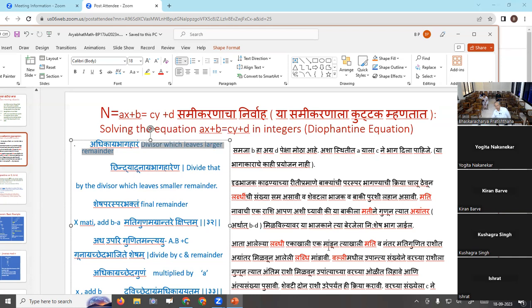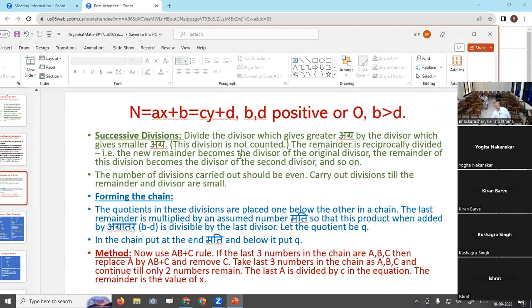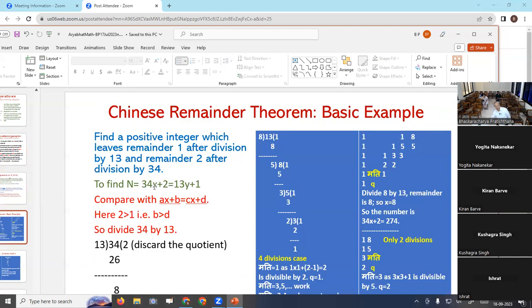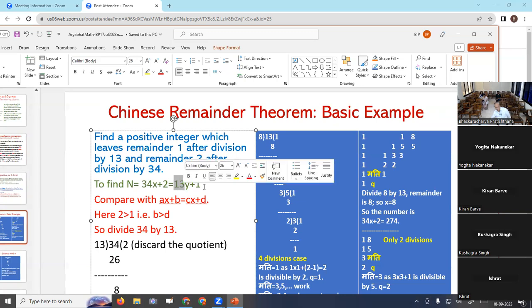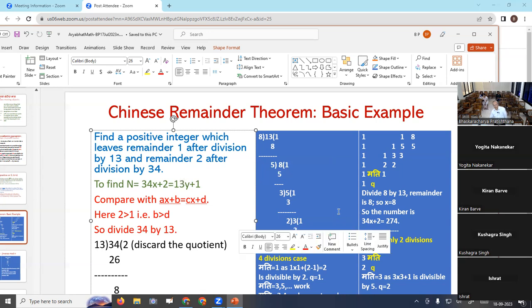Properly you can give the names. The only thing is that, as Barvesar has asked, suppose it is 13x plus 2 is equal to 34y plus 1, then what you should do? By this method, you should divide 13 by 34. It is unnecessary, but you can do that step.